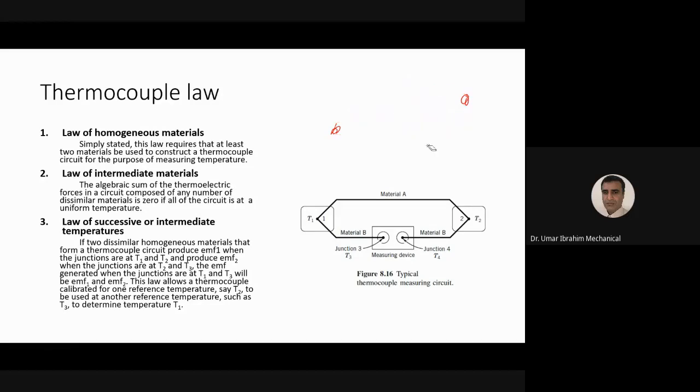Sorry, not that. So, okay, law of homogeneous material. ठीक है, law of homogeneous material means, देखिए, let's suppose if I have aluminum here and I have copper here, and let's suppose aluminum is not homogeneous. ठीक है, let's suppose part of the wire is aluminum, and let's suppose this portion is iron.